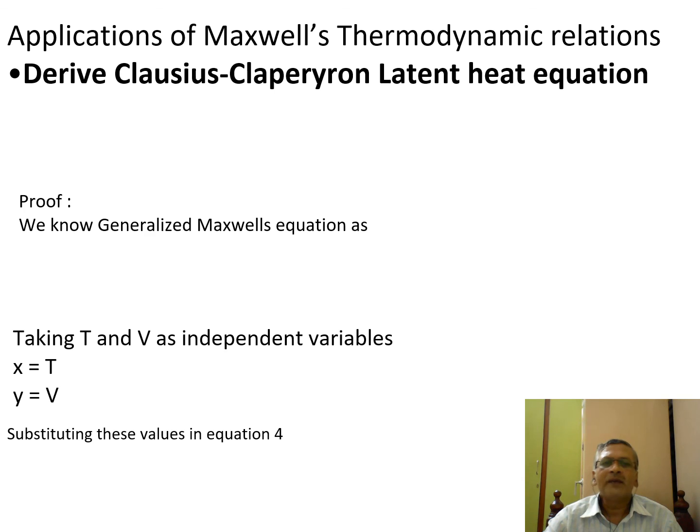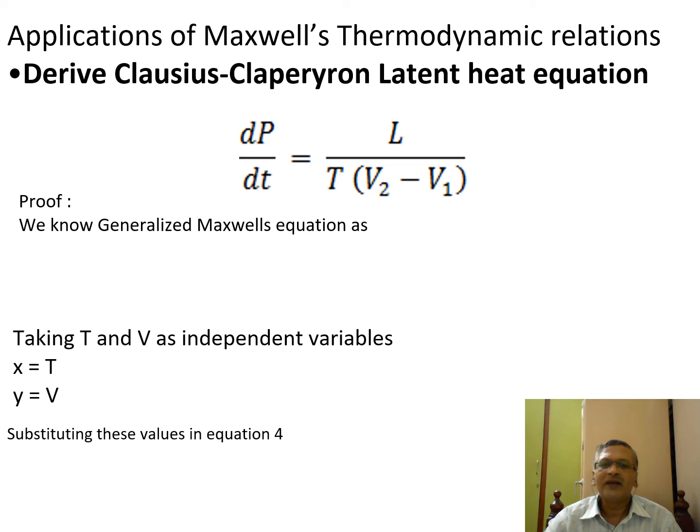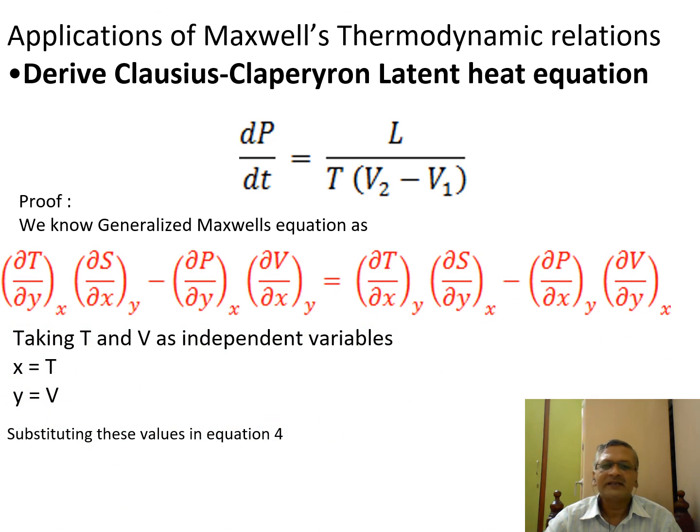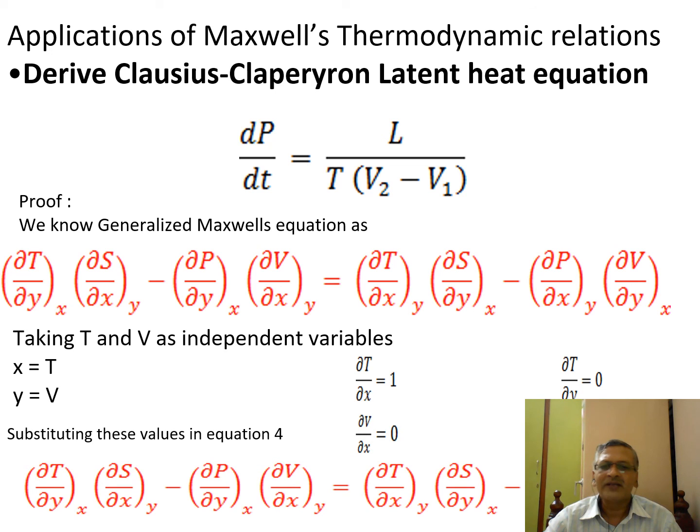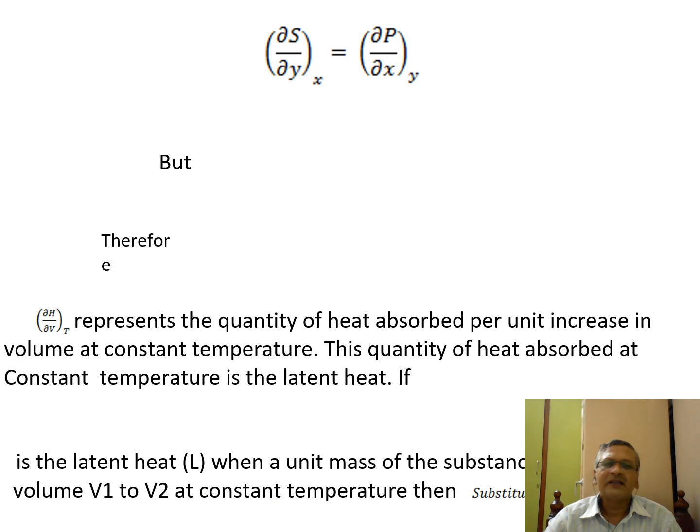We will go to applications of Maxwell's thermodynamical relations. Derive the Clausius-Clapeyron latent heat equation. The equation is dP/dT is equal to L upon T into (V2 minus V1). We know the generalized Maxwell's equation as this. Taking T and V as independent variables, x is T, y is P, ∂T/∂x is 1, ∂T/∂y is 0, ∂V/∂x is 0, ∂V/∂y is 1. Substituting in the generalized equation, we get this equation.